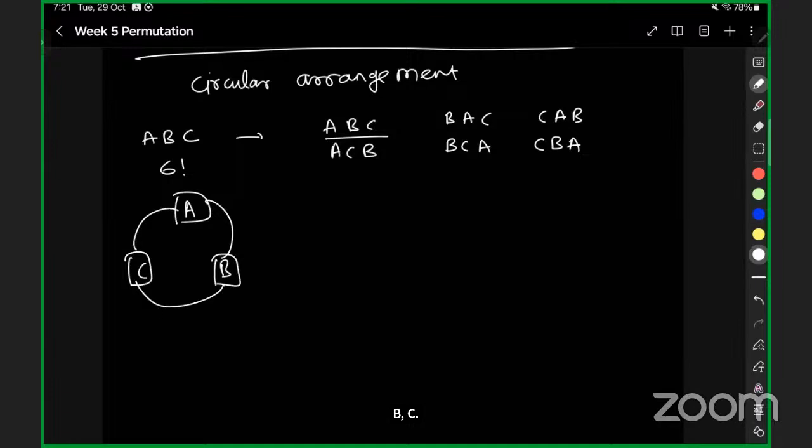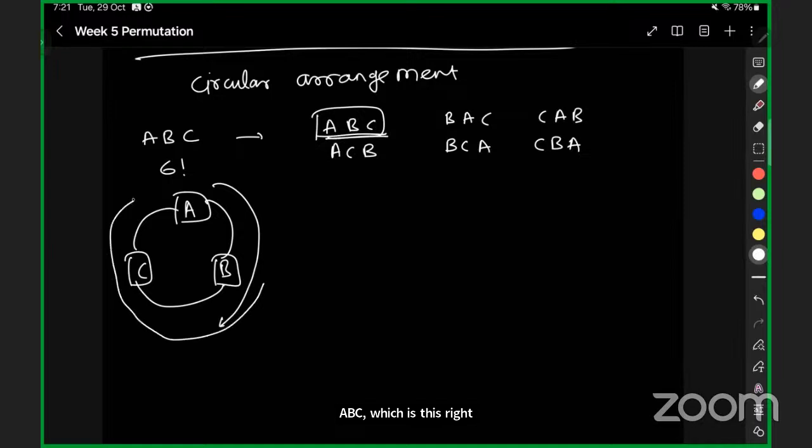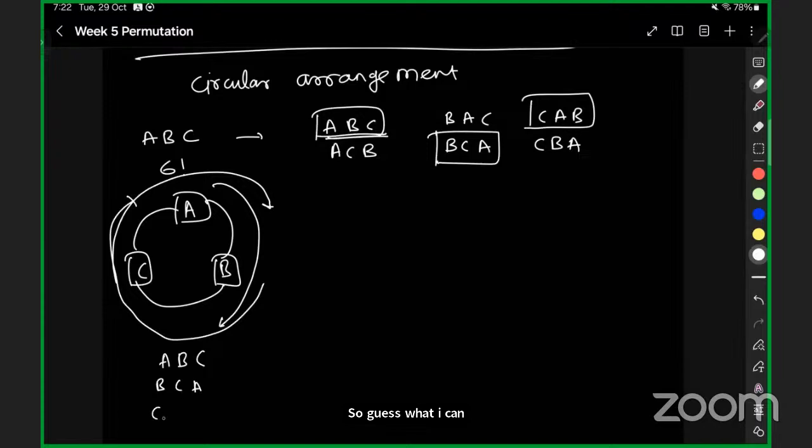They are in a circle. Now, if I start reading from here, let's say like this, so ABC, which is this, right? What if I start from B? If I start from here, then BCA. Can I see BCA here? Yes, it's here, right? BCA. Then if I start reading from C, CAB. Can I see CAB somewhere? Yeah, CAB also here, right? So guess what? I have ABC, BCA, and CAB.